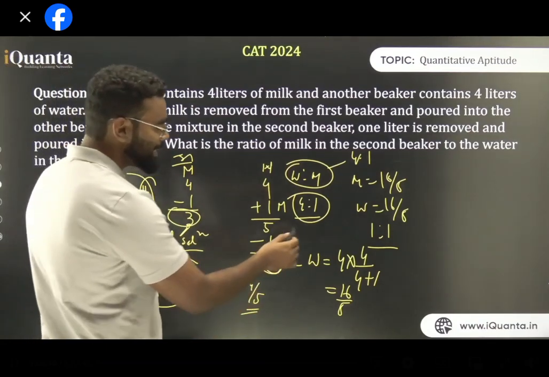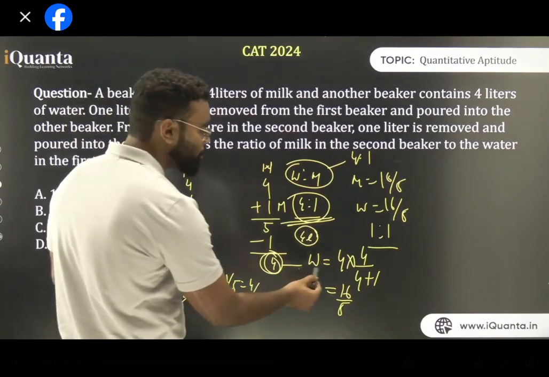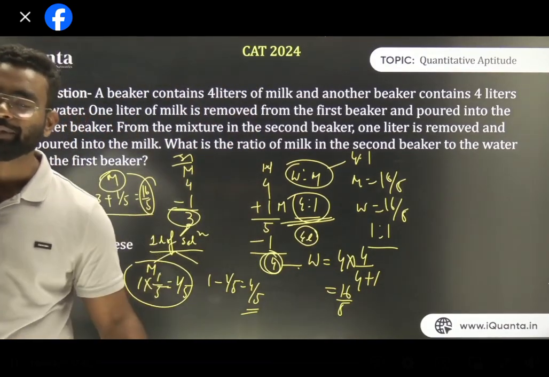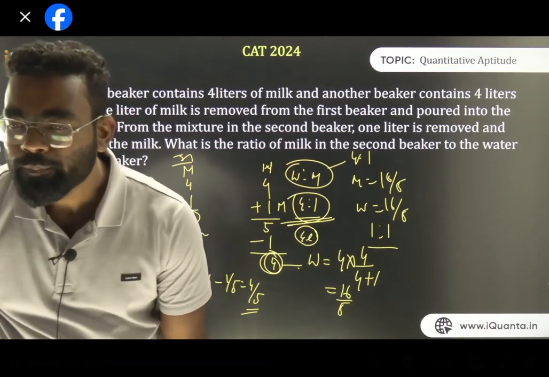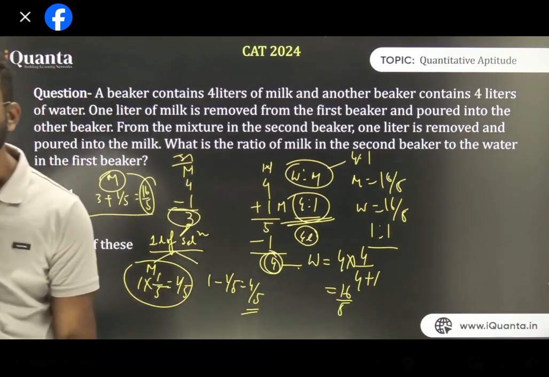Now in the second case, it has 4 liters, but this 4 liters is in the ratio of 4:1. So how to find the amount of water? 4 into 4 by 4 plus 1, which is 16 upon 5. So it is basically the same kind of milk and same kind of water. So the milk in the first one is the same as the water in the second one. Is it fine? Is it okay? Guys, it's a simple question.